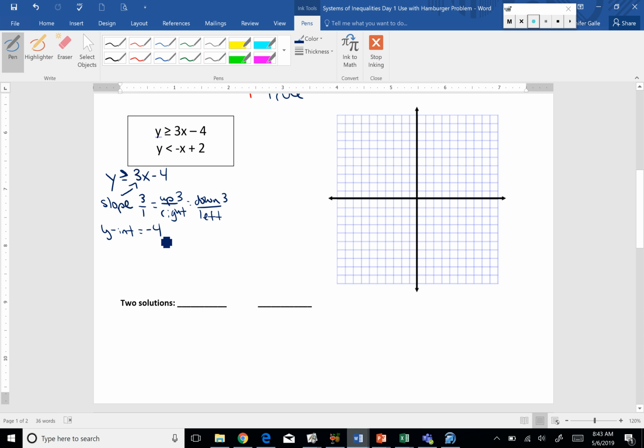Dotted or solid line before we even graph any points? Solid, because I have the equal to. So I'm going to put a little solid note next to this one. Notice how I pulled those apart, just like when we were doing systems of equations. I like to pull them apart and take a look at them separately. So my y-intercept's at -4. 1, 2, 3, 4. My slope of 3, we could go up 3, 1, 2, 3, and right 1.